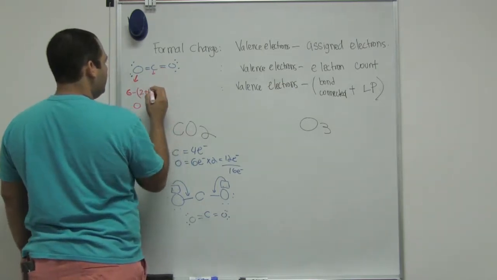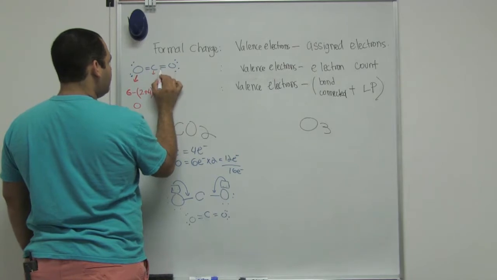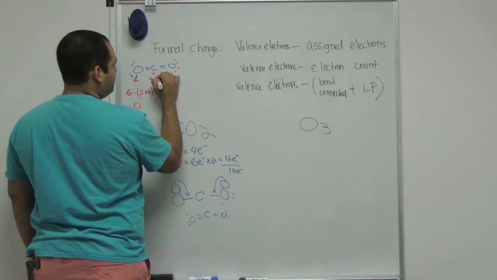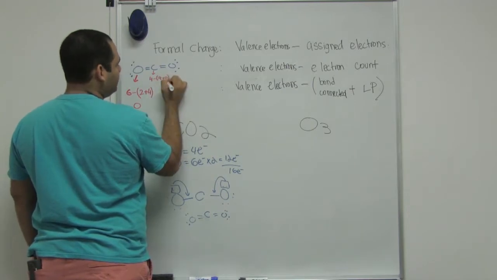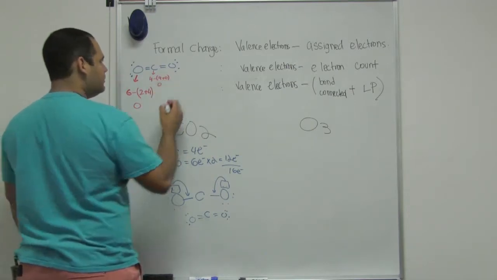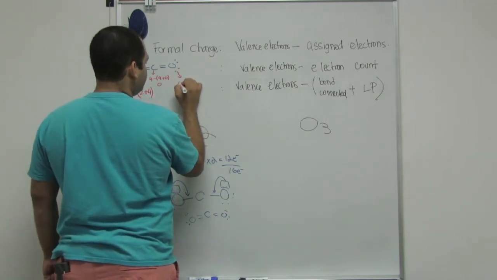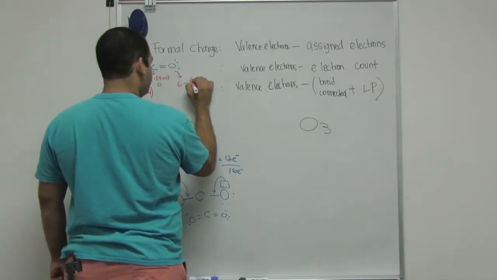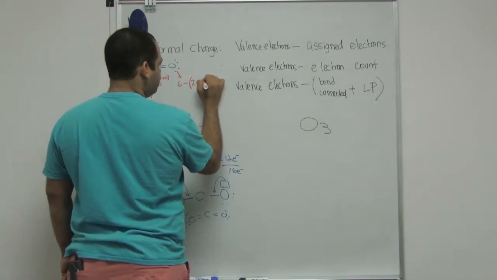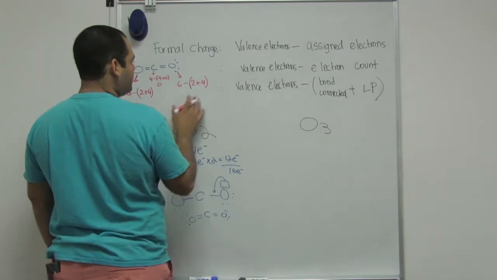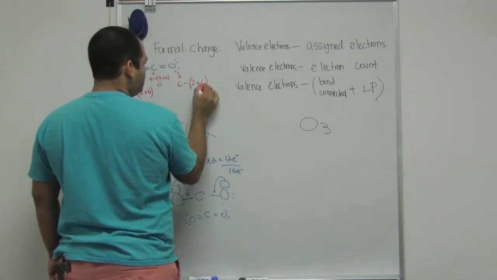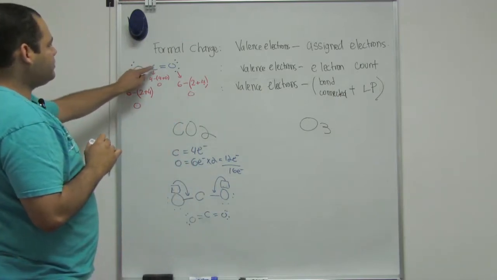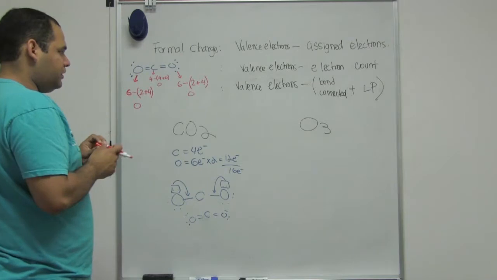Carbon has 1, 2, 3, 4 connections. Well, 4 valence electrons minus 4 connections plus 0 lone pairs gives me a 0. And this oxygen here has 6 valence electrons minus 2 connections plus 4 electrons in lone pairs, which gives me a 0. So I have a 0 for this particular atom, 0 for this particular atom, and 0 for that particular atom.